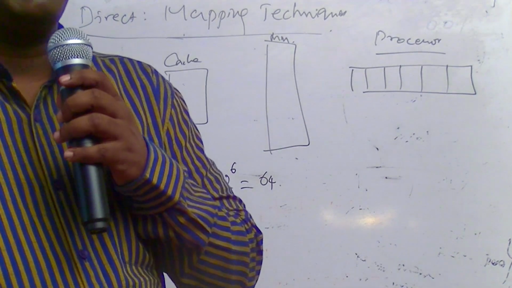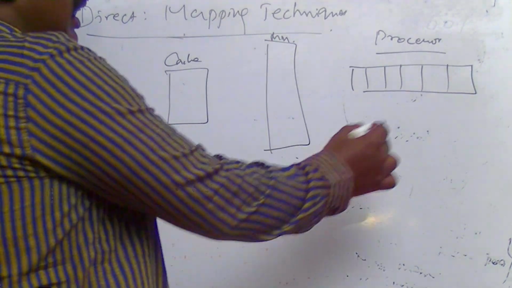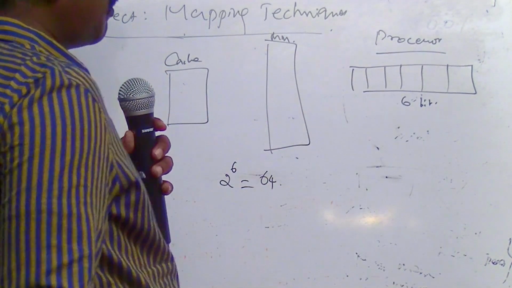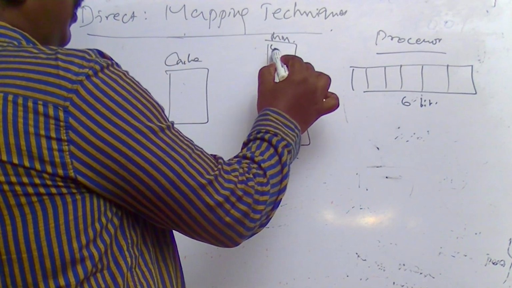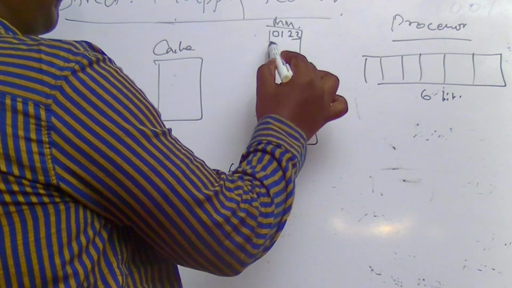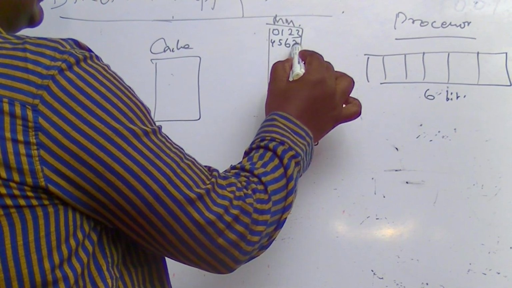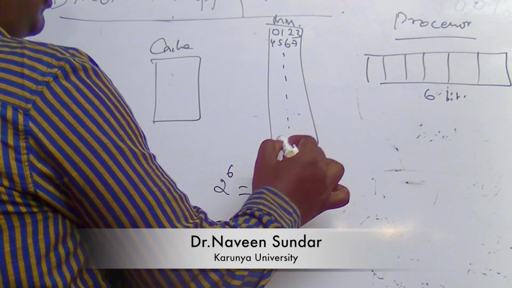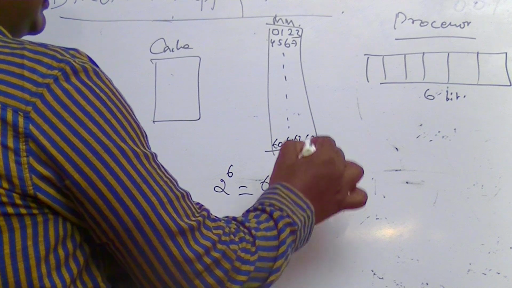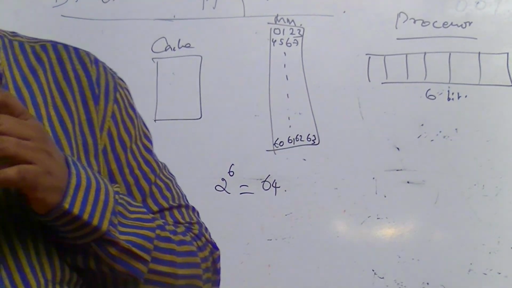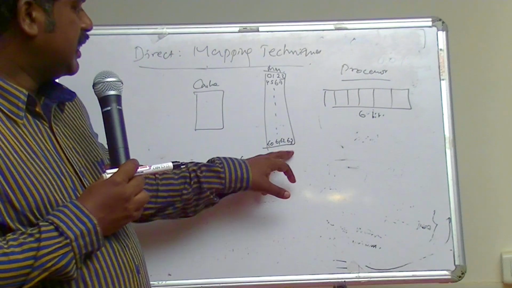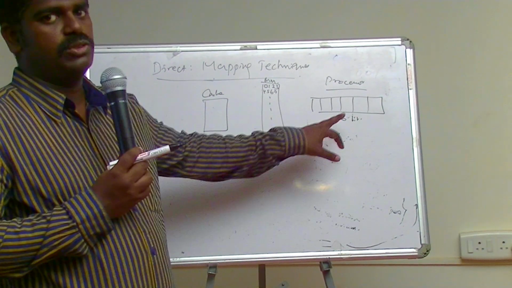So in the main memory you will have 64 words if the processor produces a 6-bit address. If you take 64, that means 0, 1, 2, 3, 4, 5, 6, 7, like that it will go on, and finally 60, 61, 62 and 63. So totally in main memory you will have words 0 to 63, that means 64 words it can hold, that is 2 power 6.